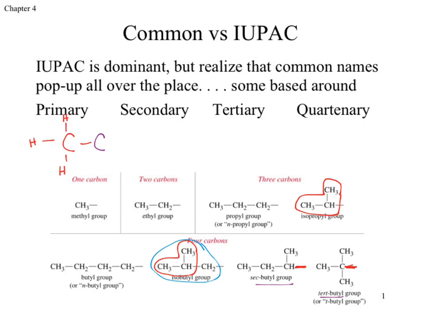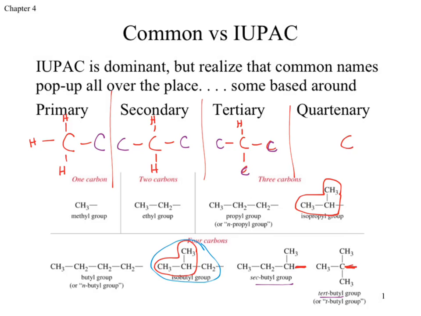If we move to a secondary carbon, we're looking at it bonding to 2 other carbons. Tertiary, bonding to 3 other carbons. Whoops, I've been color coding them. And quaternary, we're looking at a carbon bound to 4 other carbons.